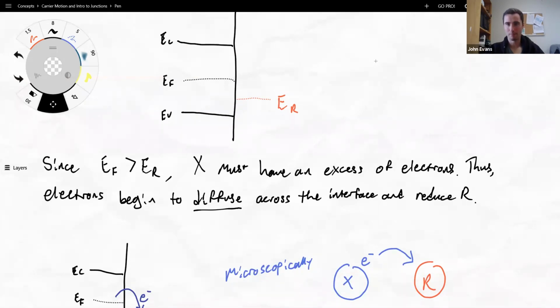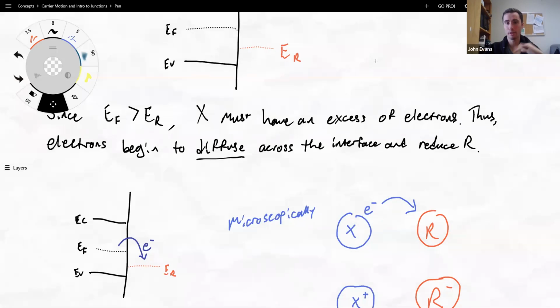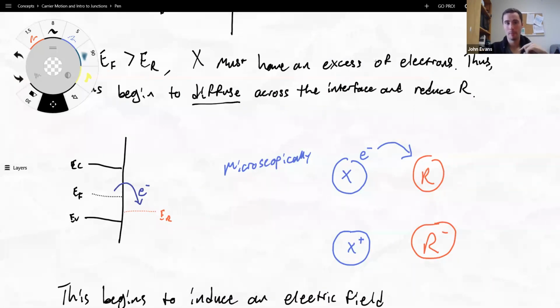But how are we transferring them, right? Well, there is an excess of electrons on one side of our equation, right? So you can think about this as the concentration of electrons with respect to X. So we have more electrons on this side, right? So what's going to happen? We're going to start having them diffuse over. Because right now there's no electric field, no nothing. The only thing that's going to cause these carriers to move is a concentration gradient. So that's what they're going to do. We're going to have diffusion start to kick in. All right, so they're going to start to diffuse across the interface and reduce our species R.